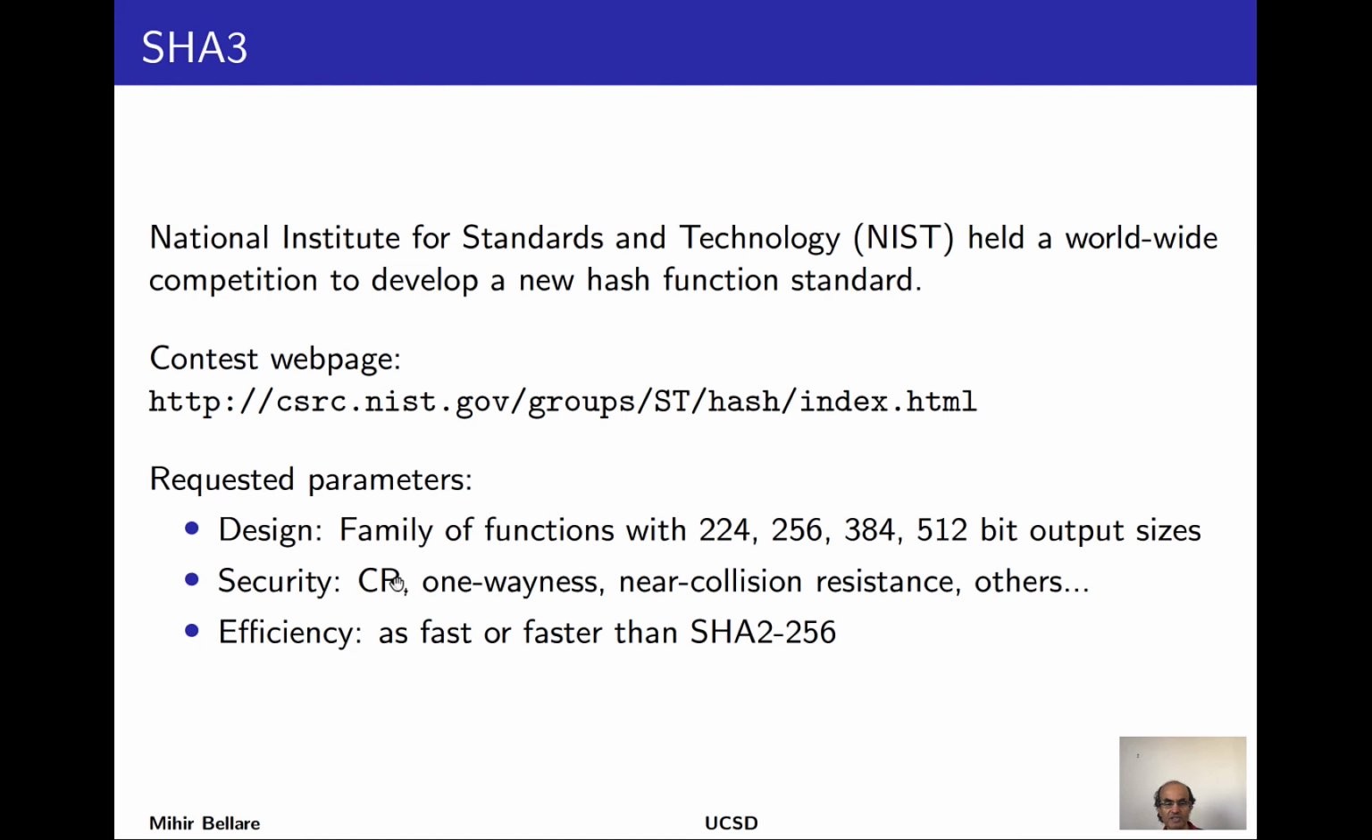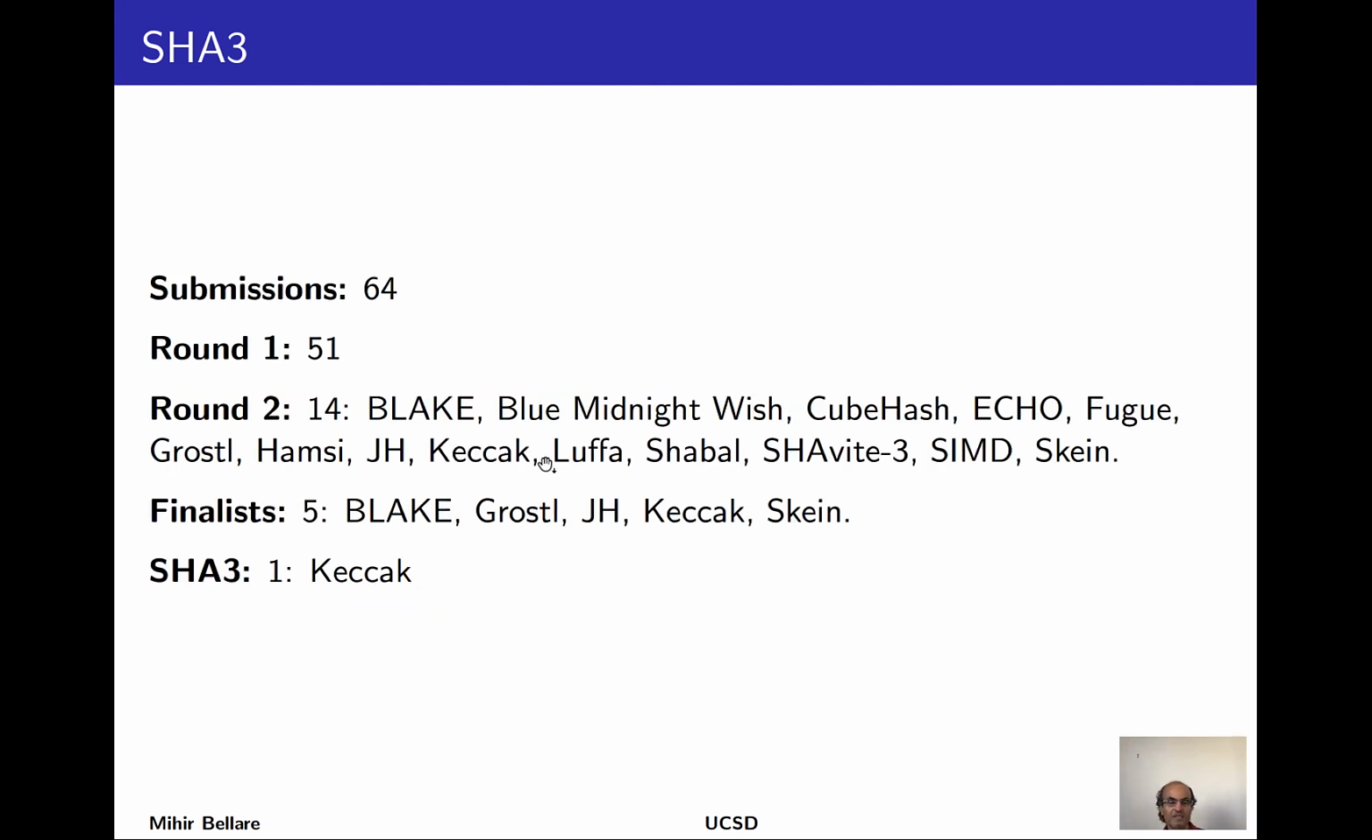And they should be collision resistant, but also have other security properties. And of course, as usual, they bump up the performance requirements. They have to be at least as fast, if not faster, than SHA-256. So you can look at the URL here for the competition, and submissions poured in from all over the place. There was a total at first of 64 submissions.